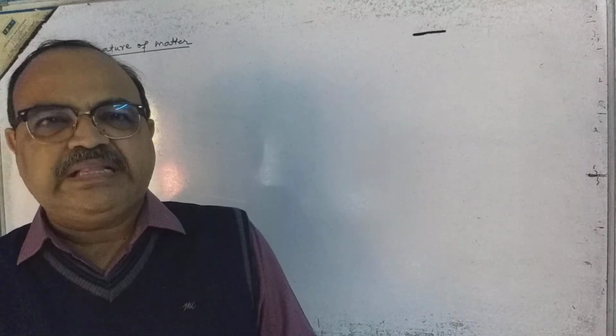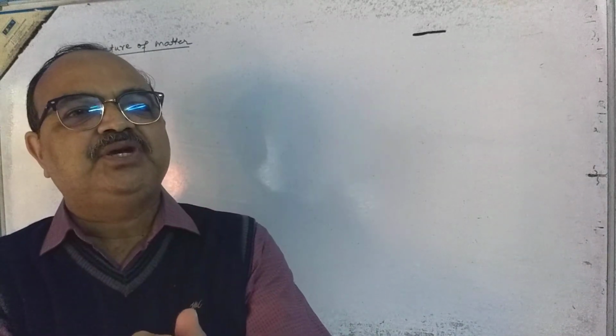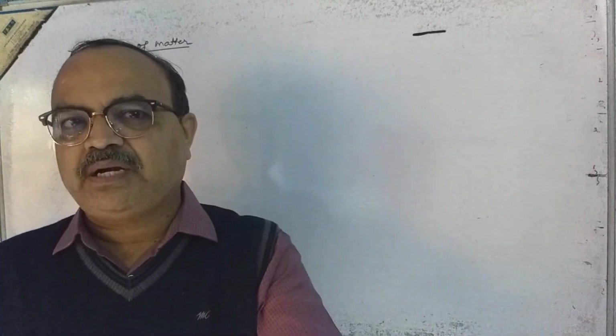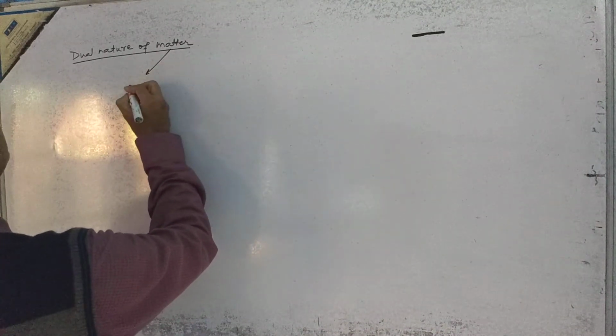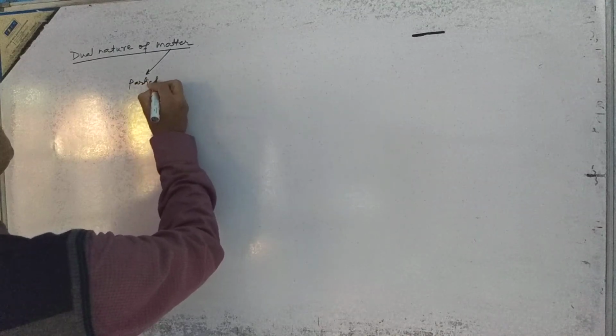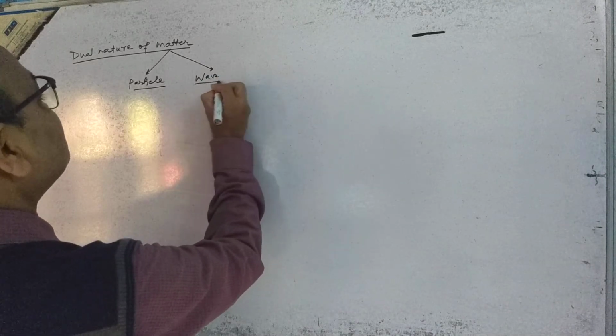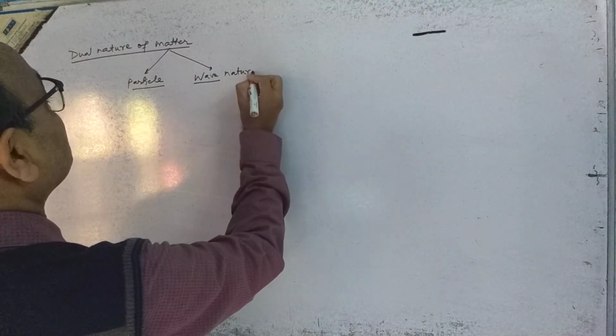We have already discussed the dual nature of radiation, in that mainly photoelectric emission and all the things related to this phenomenon were highlighted. Now we are moving to the next part of this chapter, that is the dual nature of matter. Matter also has a dual nature. Matter has the dual nature means matter has the particle nature, that is very well known, and mainly what we have to discuss is that matter has a wave nature also.